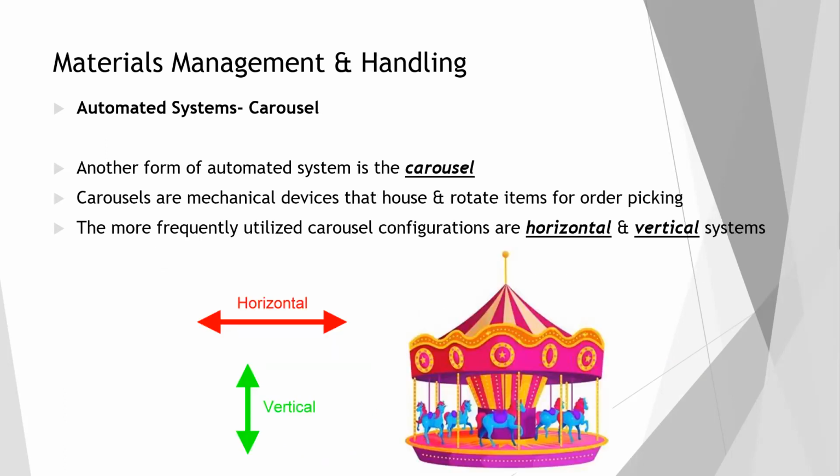Another form of automated system is the carousel. You see I've got a picture of a carousel. Perhaps when you were younger, you went on these. Now, this is not what a carousel in supply chain looks like, but it gives you a little visual demonstration. Carousels are mechanical devices that house and rotate items for order picking. So it's all about the rotation, going in a circle. The more frequently utilized carousel configurations are the horizontal system and the vertical system.